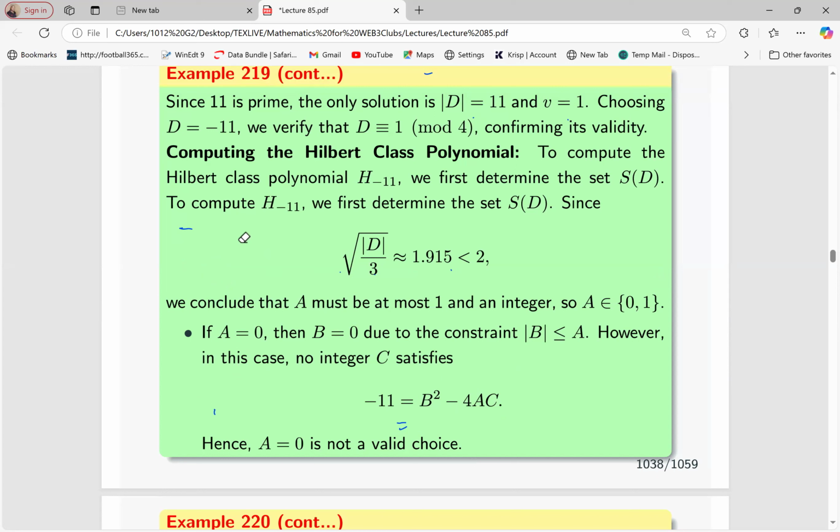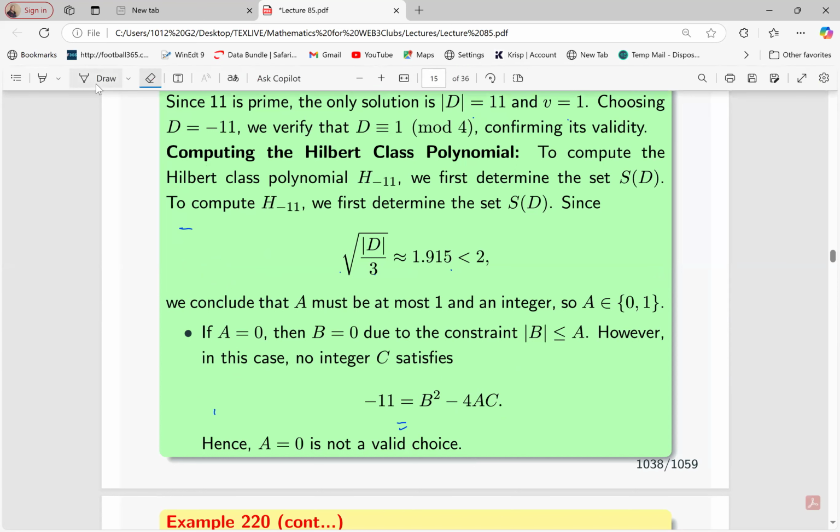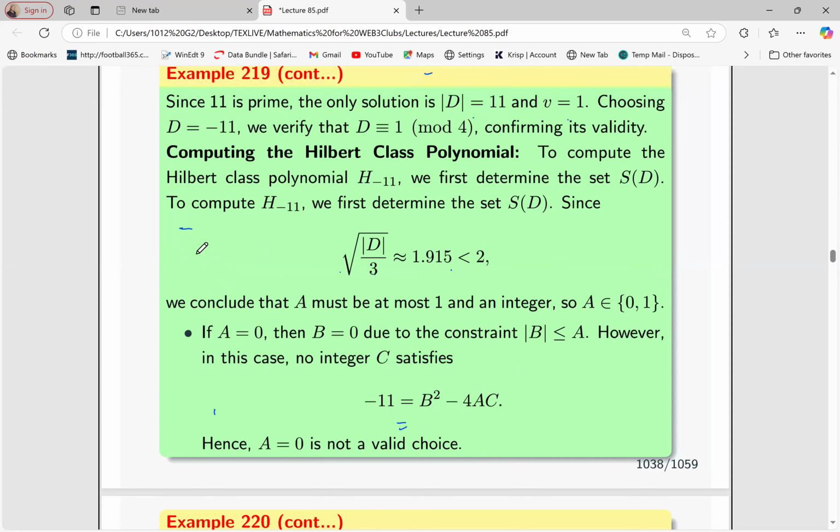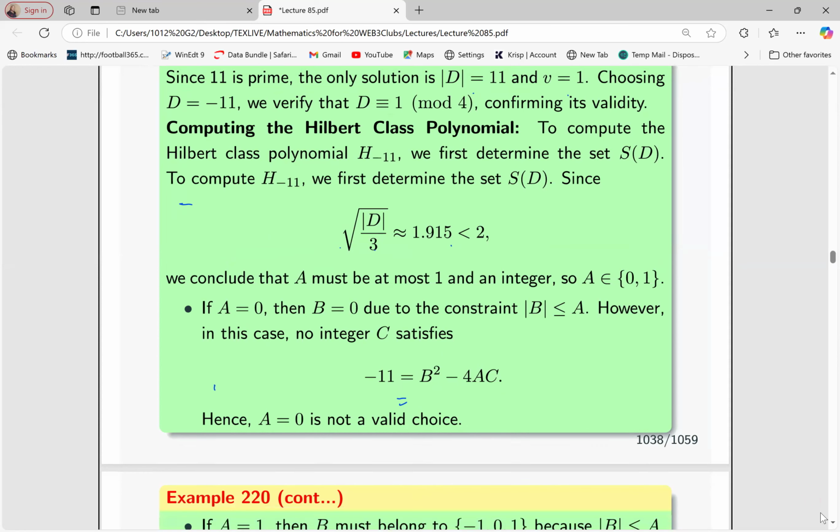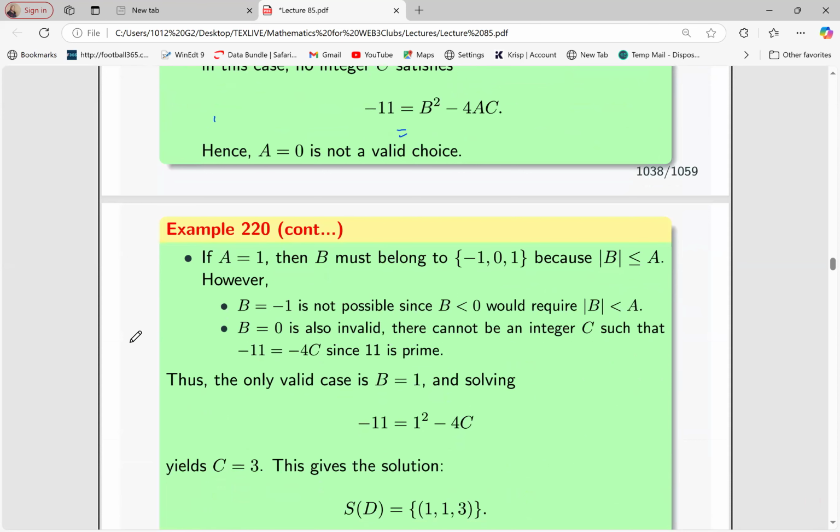So we try 1. That's why I said you look through all the options. Let's look through. So we try A to be 1. So if A is 1, then we know that B is supposed to be less than or equal to 1, and greater than or equal to negative 1. That's what we said. B is supposed to be in this range.